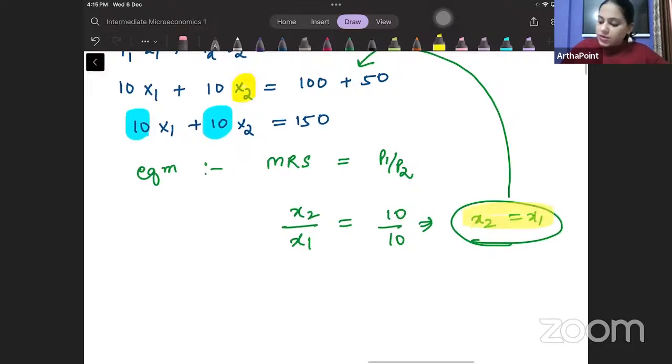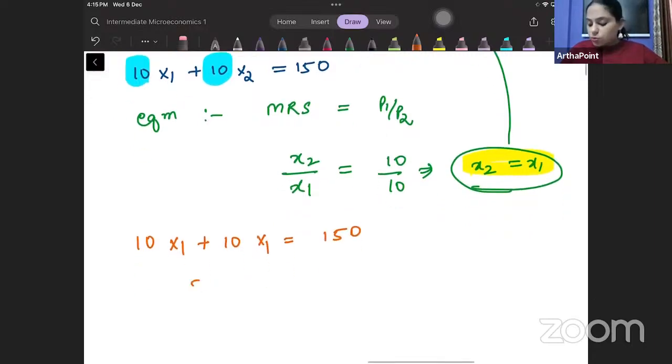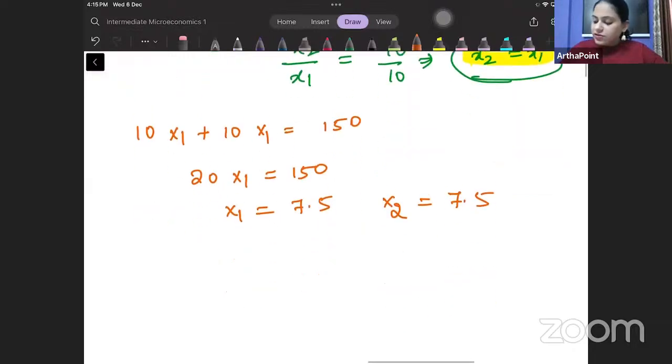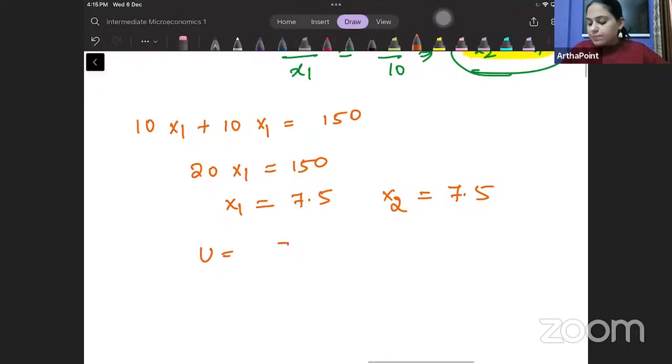Both are equal. So beta, I will get 10x1 plus 10x1 equal to 150. Is that clear? So beta, I will get 20x1 as 150. So beta, I will get x1 as 7.5 and x2 also as 7.5. So what will be my utility beta? x1 into x2, 7.5 into 7.5.